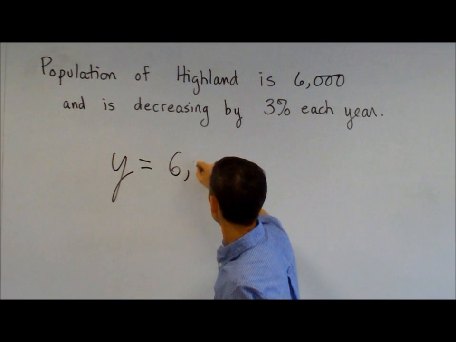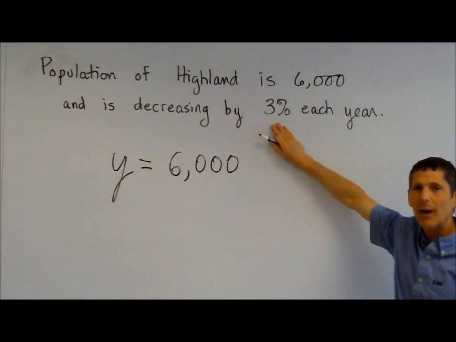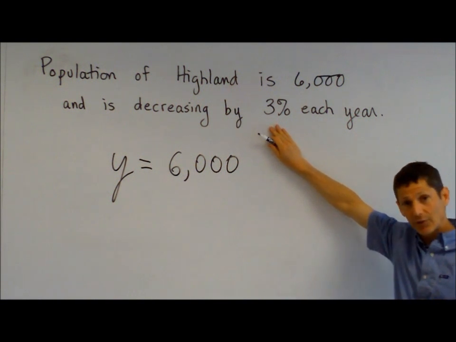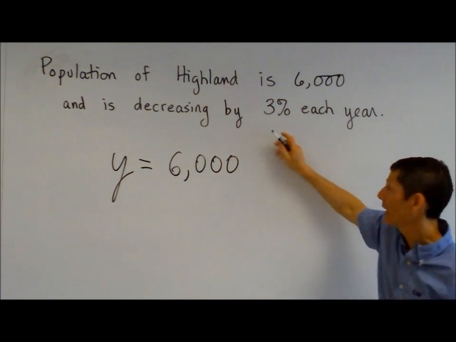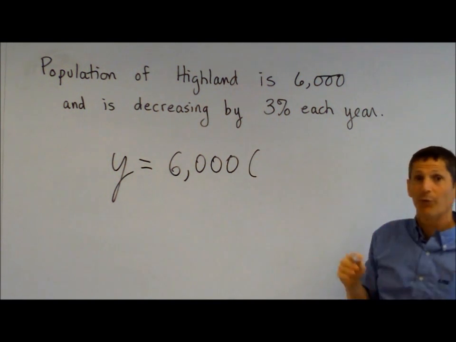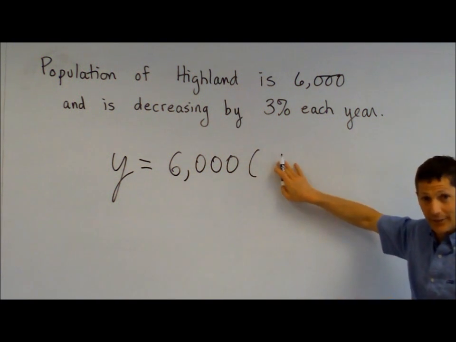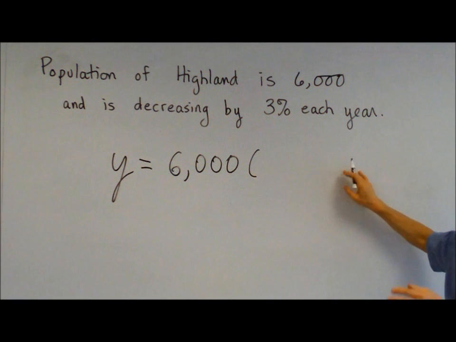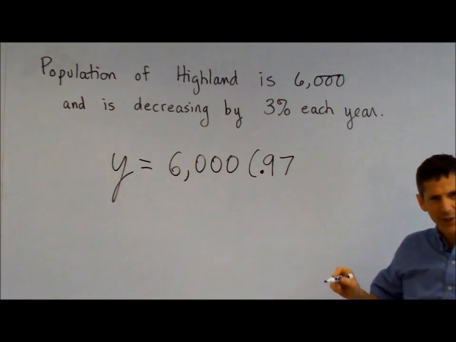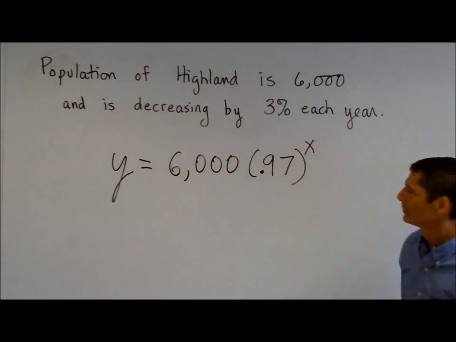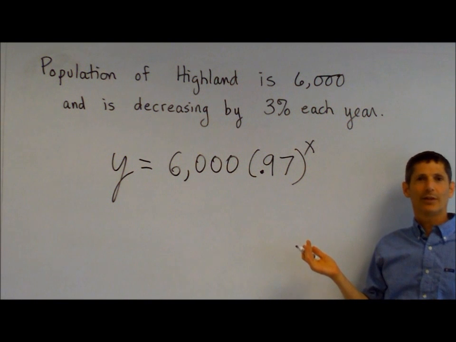This is my initial value, 6,000. It's decreasing by 3% each year. That means next year they're going to have 97%, right? There's 100 minus 3%. Next year they're going to have 97% of what they had this year. And the next year it's going to be 97% of that. So I guess I could go times .97 times .97. Because it's 97%, but I'm writing it as a decimal. That totally makes sense. That's the whole thing? That's the whole thing. It's pretty easy.